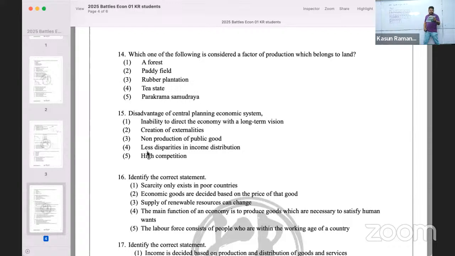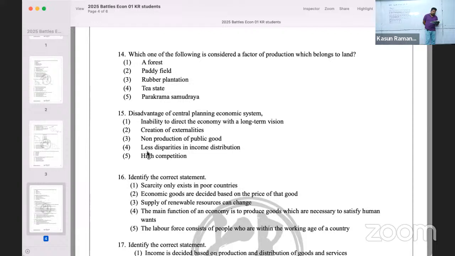Wonderful. Right, 15th question: the advantage of the central planning economic system. What is the advantage here? Inability to direct the economy with a long-term vision? Inability, it is not an advantage, it is a disadvantage. The creation of externalities? Actually, creation of externalities does not take place in the centrally planned economic system. Therefore, it is wrong. Then the third one, non-production of public goods? No, in the centrally planned economic system we can see production of public goods as well. Then the disparities in income distribution.